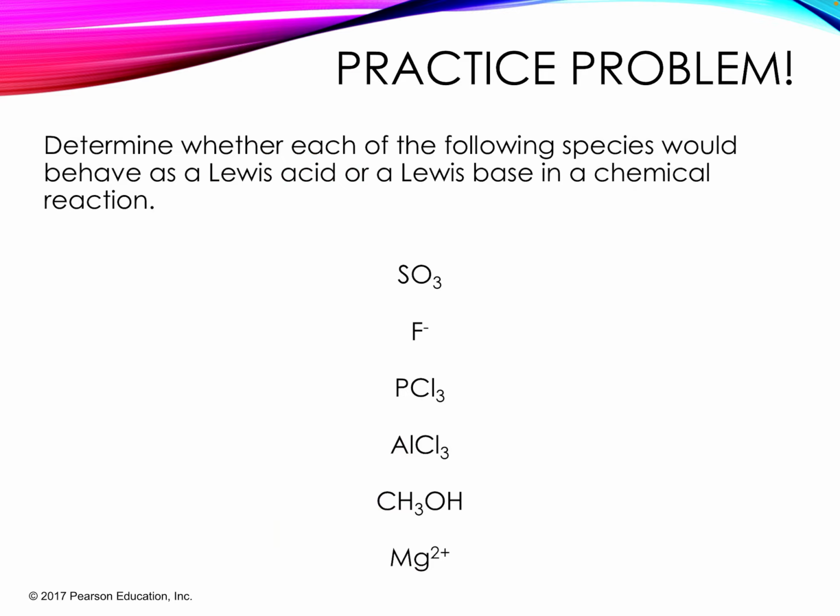All right, here's a practice problem. I want you to determine whether each of the following species would behave as a Lewis acid or a Lewis base in a chemical reaction. It may be helpful for you to draw out the Lewis structure so you can see if it has a complete octet, if it has a lone pair, right? See what's happening in that molecule. So go ahead and pause here, figure out whether these would act as a Lewis acid or a base, and then unpause to see the answer.